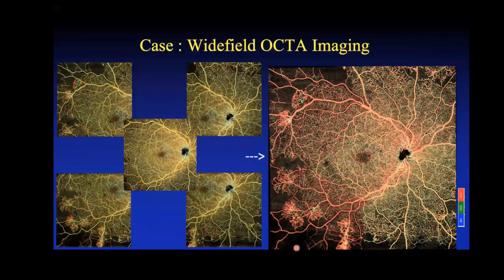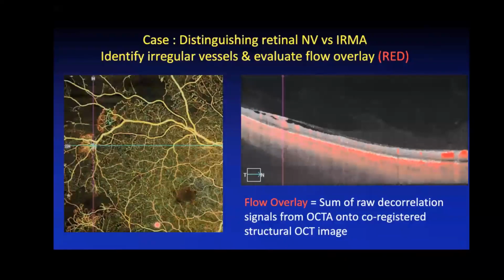This is a patient with diabetic retinopathy, and we can see that there's a lot of peripheral capillary non-perfusion, and there are these irregular areas of flow. Here's another region, and even supranasal, we can see that. So we had a project, published in Retina last year, to look at these irregular vessels and evaluate them with flow overlay to assess whether they represented retinal neovascularization or IRMA.